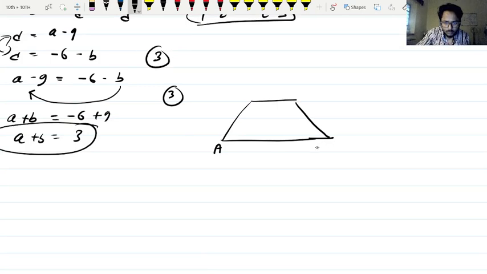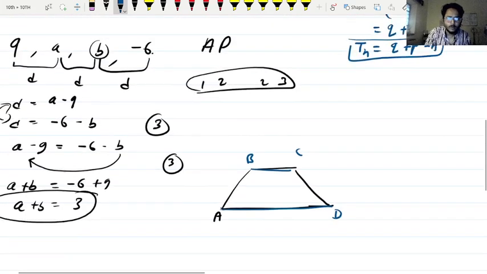That means this is A, this is B, this is C, this is D. Now AD, no, this is wrong. The AD must be parallel to BC. That means this is AD and this is BC. So the sequence is like in clockwise direction A, B, C, D. Okay, so this is parallel to this side.